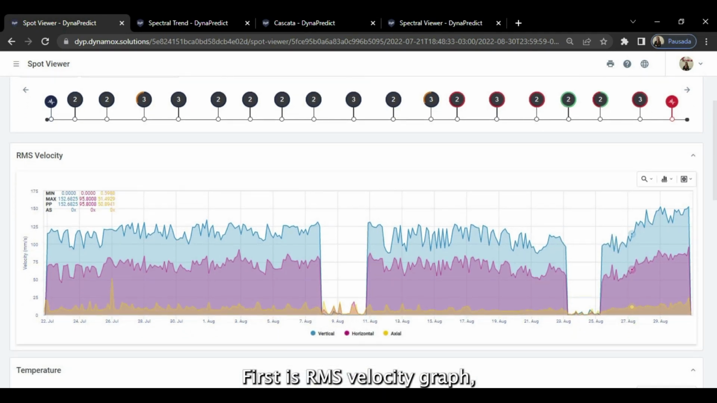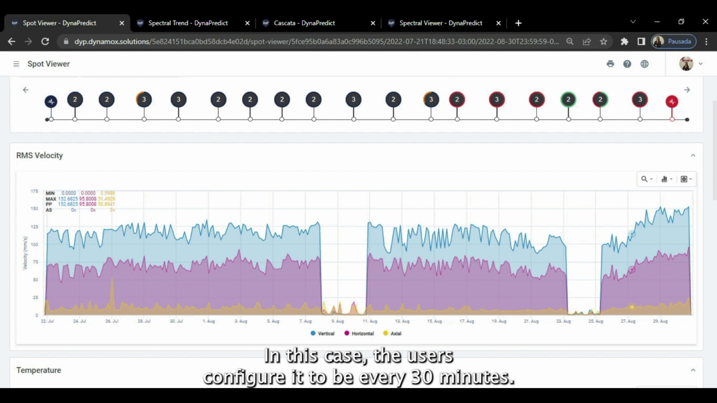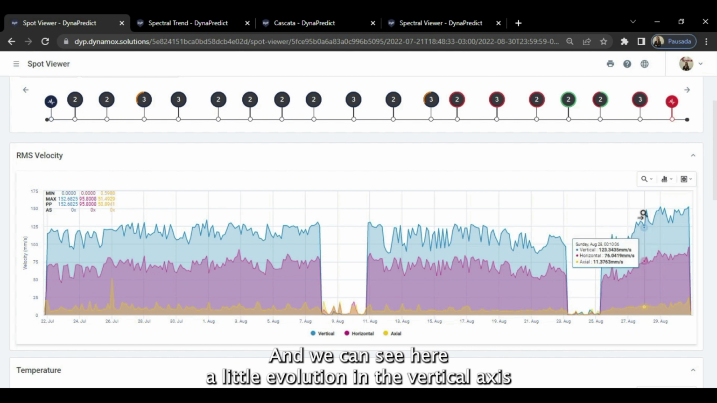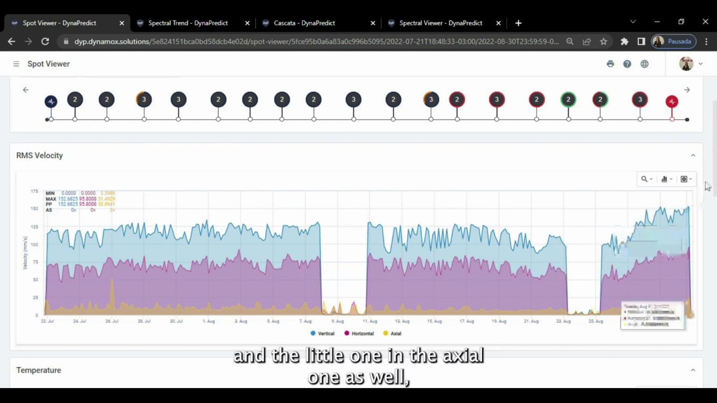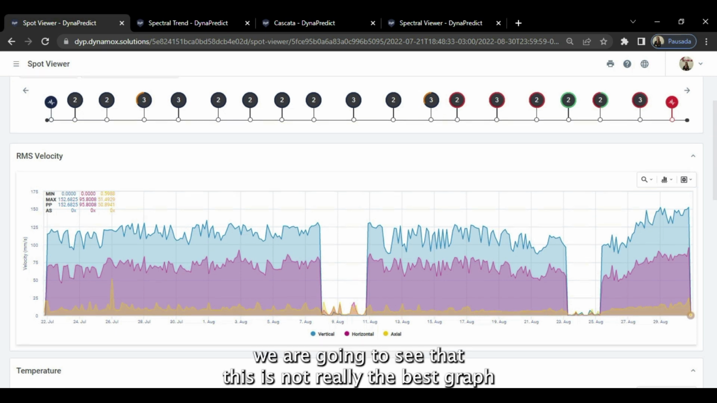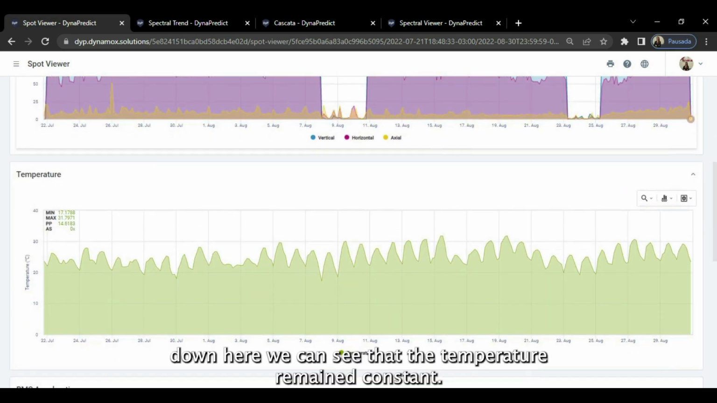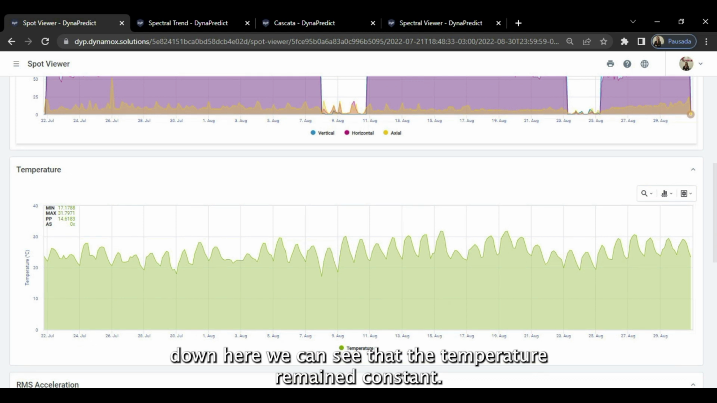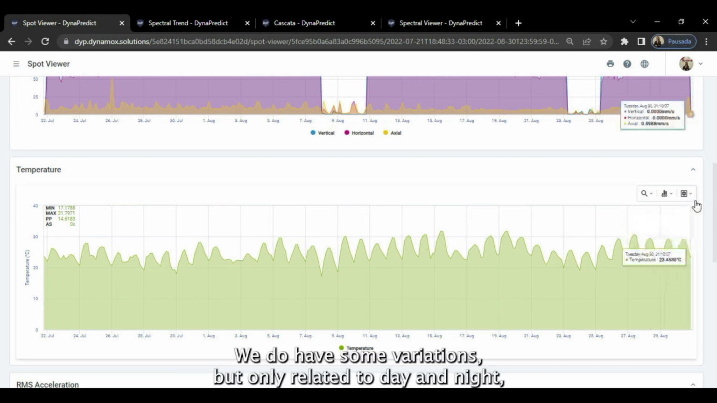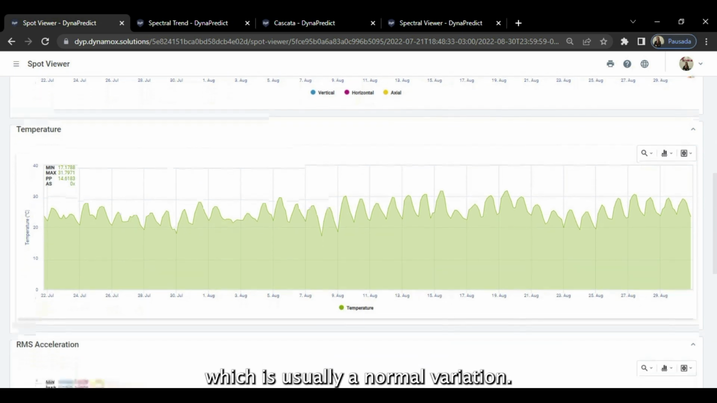First, this RMS velocity graph, which is updated quite often in a matter of minutes. In this case, the users configure it to be every 30 minutes, and we can see here a little evolution in the vertical axis and a little one in the axial one as well. But we are going to see that this is not really the best graph. Down here, we can see that the temperature remained constant. We do have some variations, but only related to day and night, which is usually a normal variation.